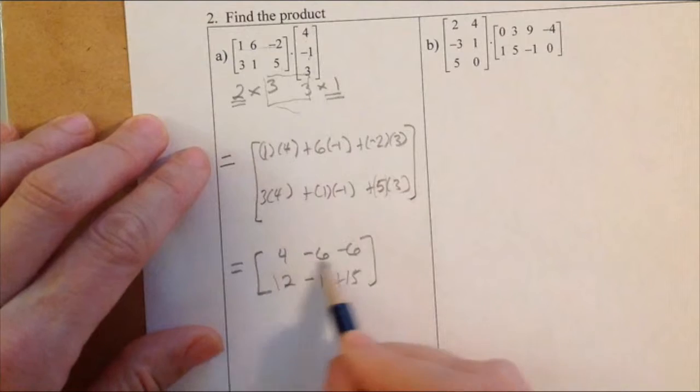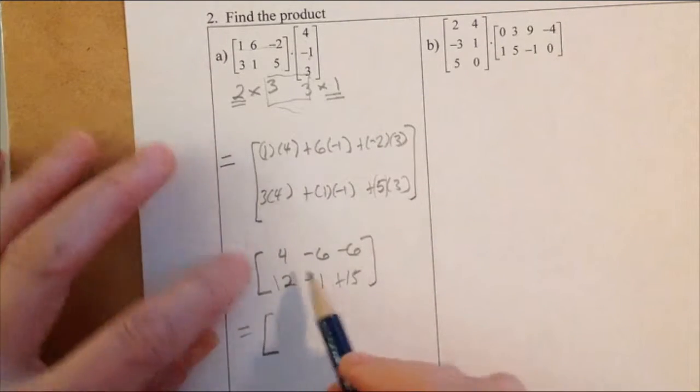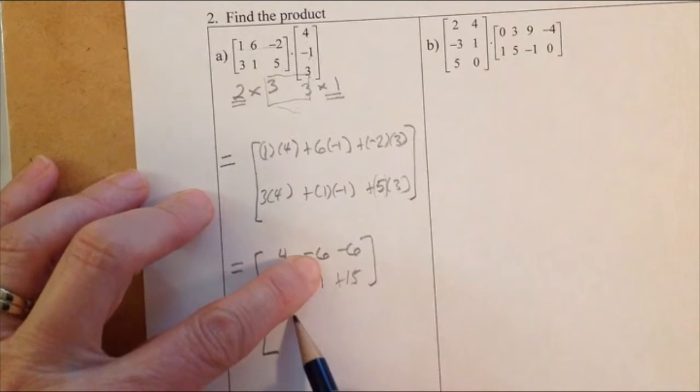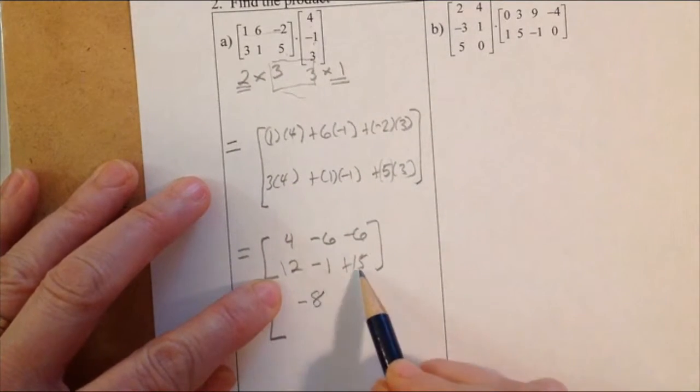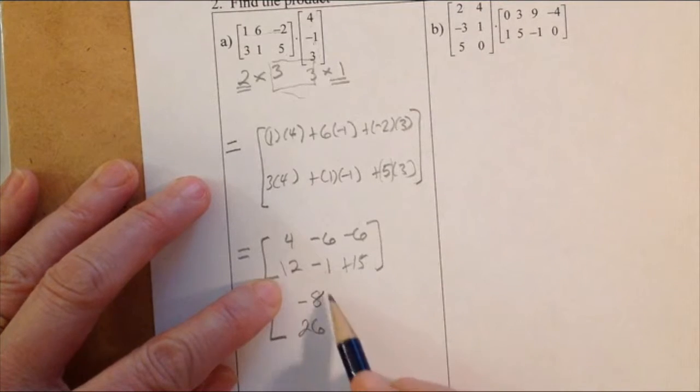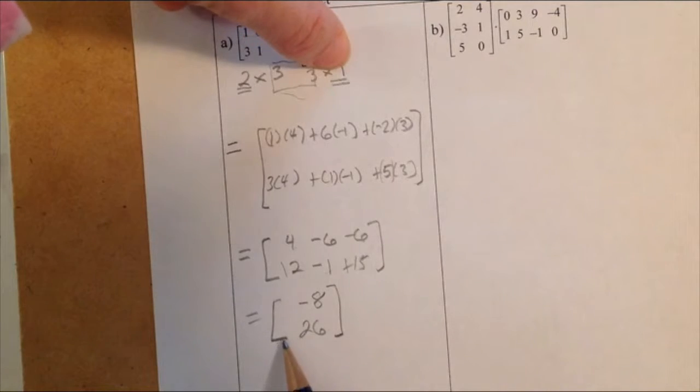Now these are just all one entry though. I'm just adding, subtracting together. So 4 minus 6 is negative 2 minus another 6 is negative 8. 12 minus 1 is 11 plus 15 is 26. And there's my 2 by 1 entry for this product.